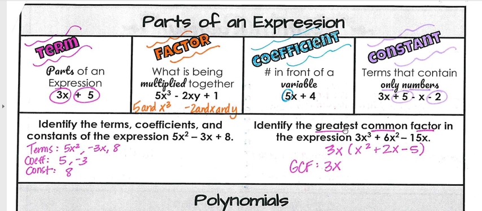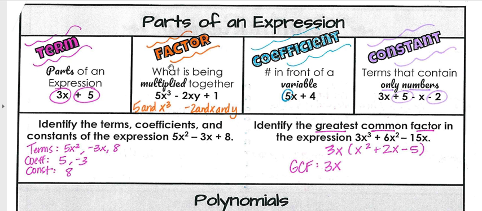All right, some other important vocab from Unit 1, parts of an expression. Remember that a term is separated by a plus or minus sign. So here 3x is one term, the constant 5 is another term. Here you can see there are 3 terms if I'm looking at something like this because it's separated by a minus sign here and a plus sign here.